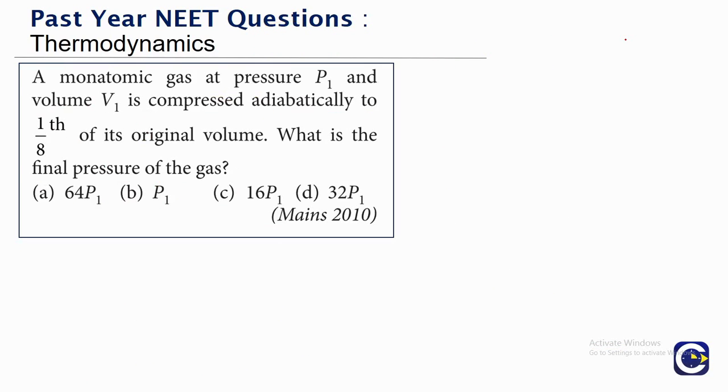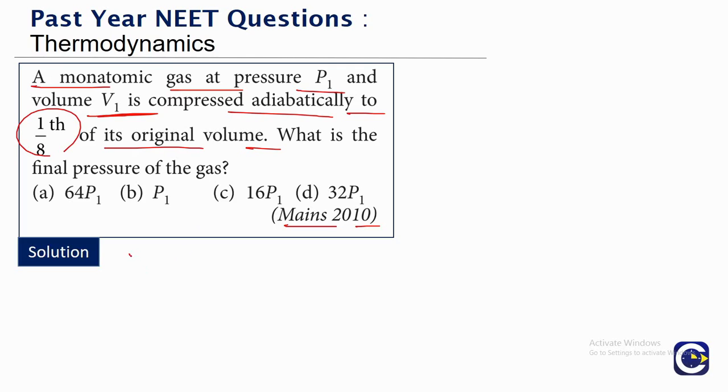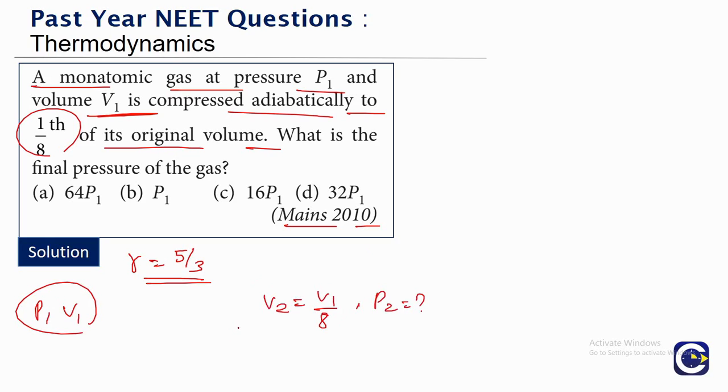This is a question that has come in the mains paper 2010. A monoatomic gas at pressure P1 and volume V1 is compressed adiabatically to 1/8 of the original volume. So here the gas is monoatomic. Monoatomic means gamma will be 5/3. Initially, pressure P1, volume V1. It is compressed adiabatically to 1/8 of the original volume, meaning final volume V2 will be V1 by 8. We have to find the pressure P2.